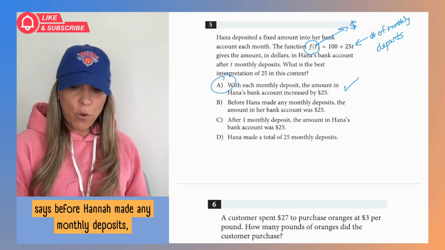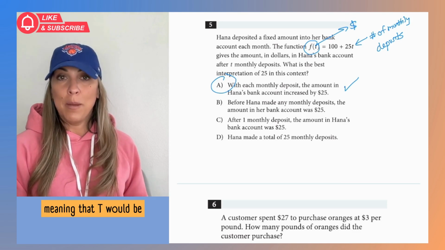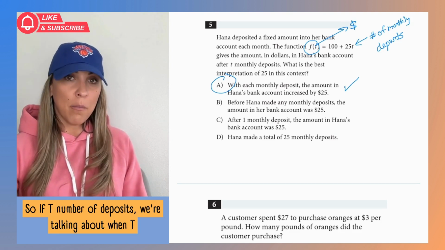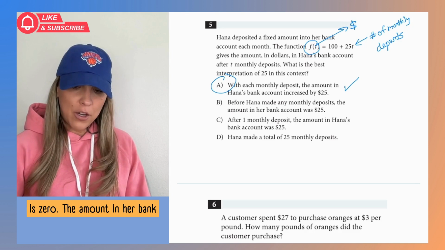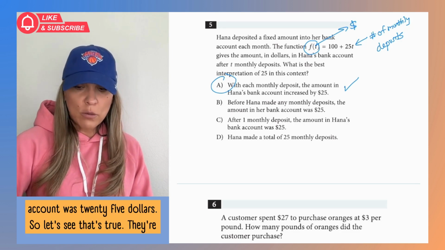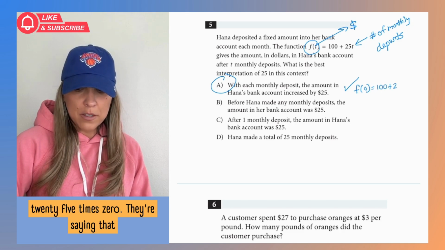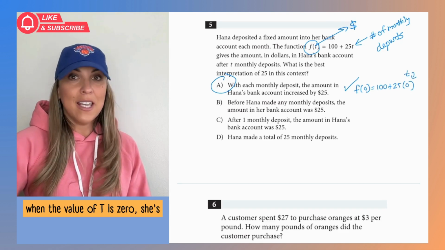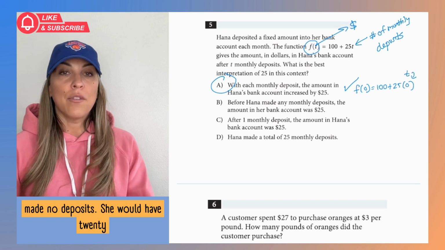So B says before Hannah made any monthly deposits, meaning that t would be 0 before she made any deposits. So if t is the number of deposits, we're talking about when t is 0. The amount in her bank account was $25. So let's see if that's true. Let's plug this in, 100 plus 25 times 0. They're saying that when the value of t is 0, she's made no deposits, she would have $25 in her bank account.